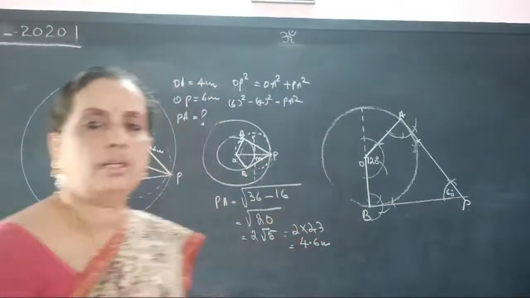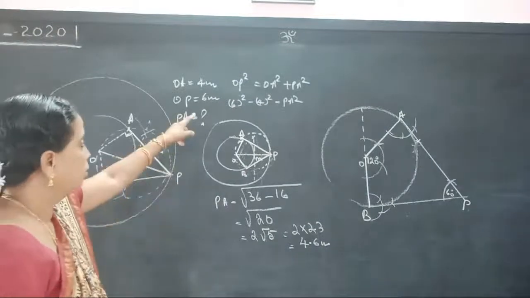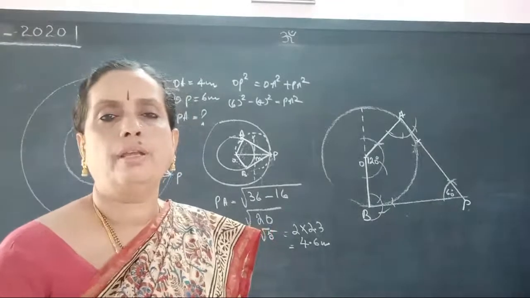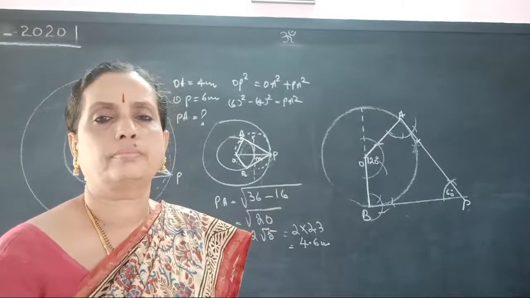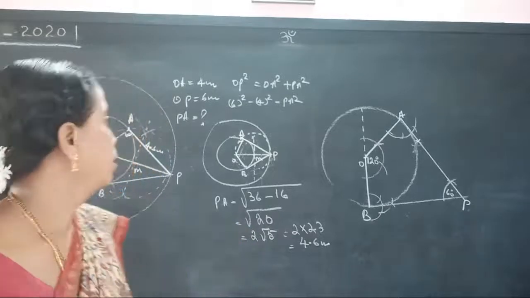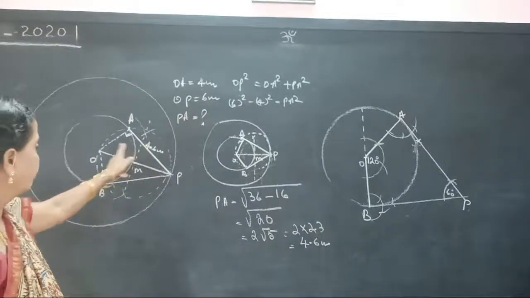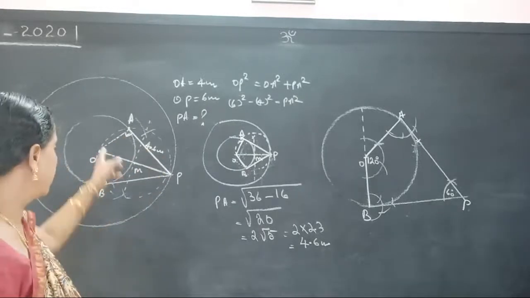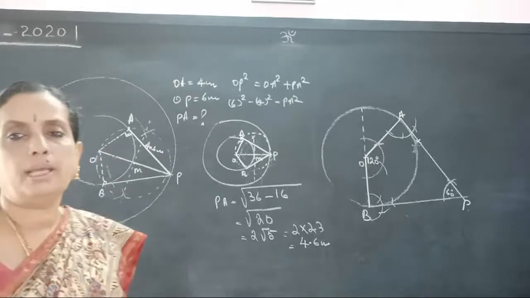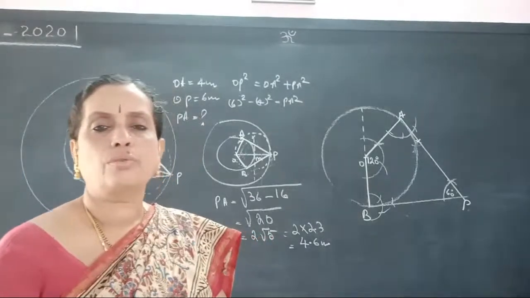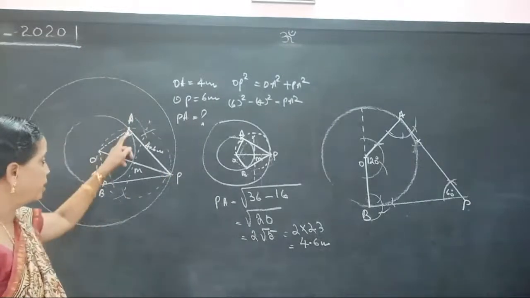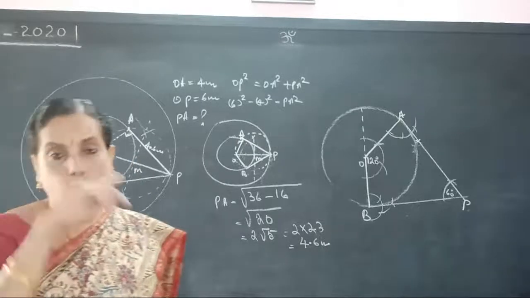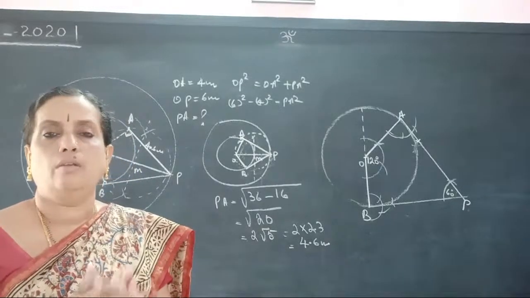After the construction, this is the verification. By using Pythagoras theorem, we verified. Okay? Pythagoras theorem, this will be the hypotenuse, base and altitude. Because we consider OA perpendicular to PA according to the property, by actual calculation the length will be 4.6. By measurement also you should get 4.6. Have you all got the answer? 4.6.